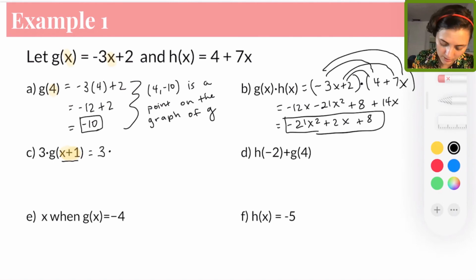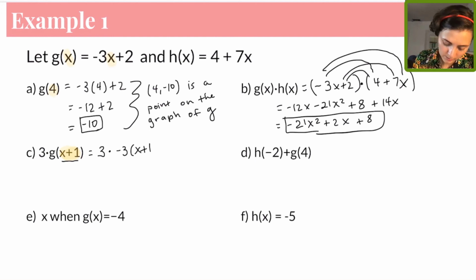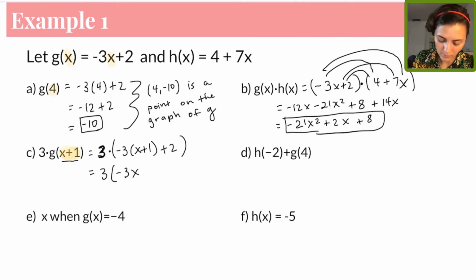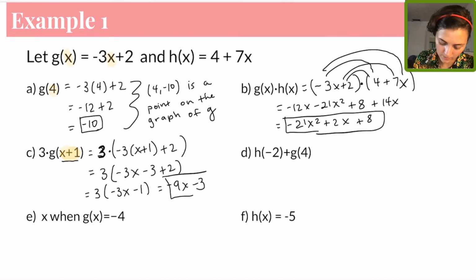Negative 3 times x plus 1 plus 2. And I'll make sure to put that whole thing in parentheses because it needs to all be multiplied by the 3 right there. So I'm going to simplify inside the parentheses first by distributing that negative 3. I can still simplify in there a little bit. Negative 3 plus 2 is negative 1. And then finally I'll distribute the 3 to get negative 9x minus 3. Like that.